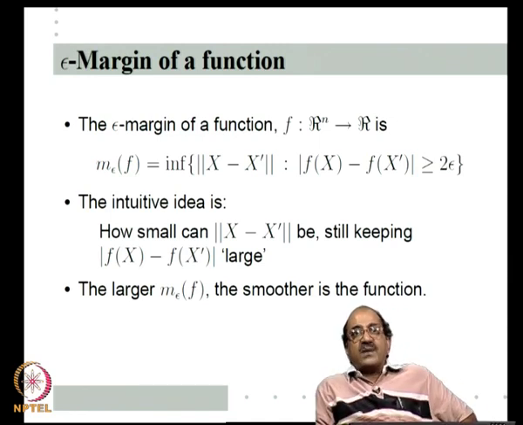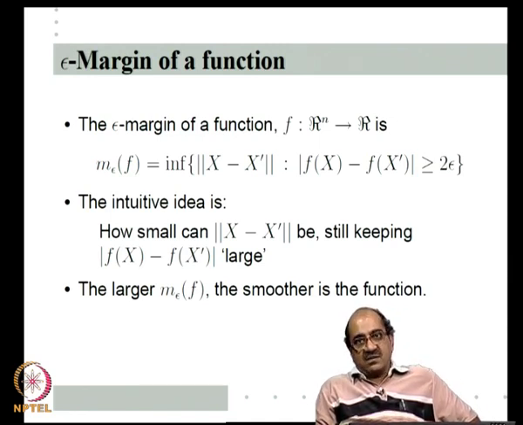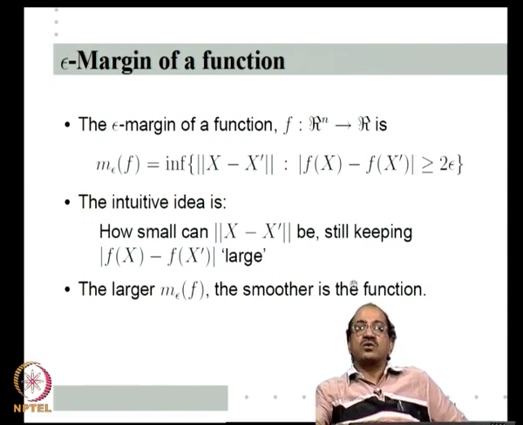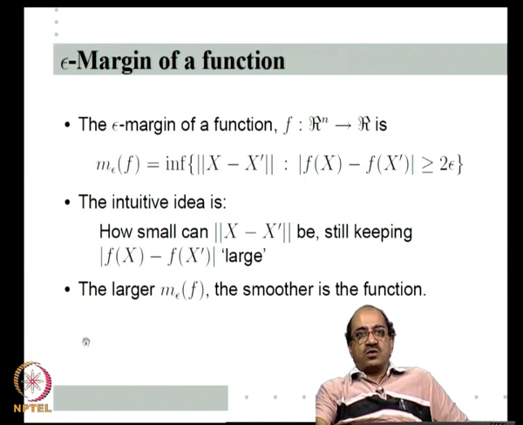So, even if I want to make |f(x) - f(x')| more than 2 epsilon, I do not have to keep my x and x' very close. That is the basic idea here. So, the larger the epsilon margin, the smoother the function.